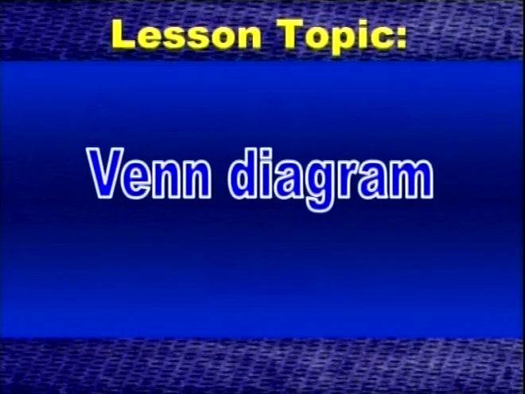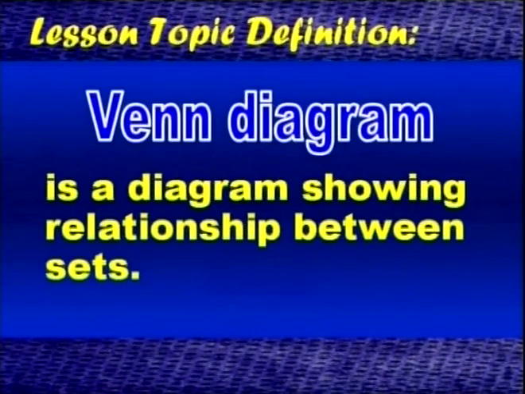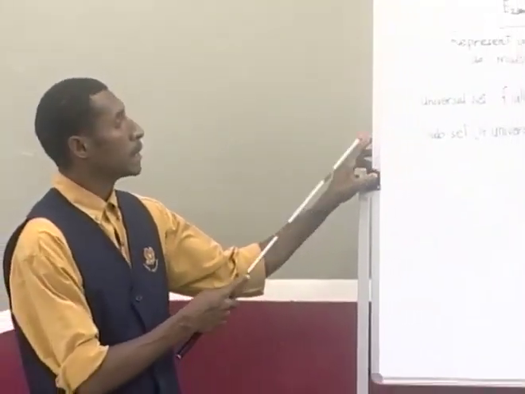What is a Venn diagram? Class? A Venn diagram is a diagram showing... Very good. So a Venn diagram is simply a diagram showing the relationship between sets. Now, before we go on to understand more on Venn diagrams, how we can represent sets in Venn diagrams, let us look at this example. We will go through an example, or I'll explain this example.